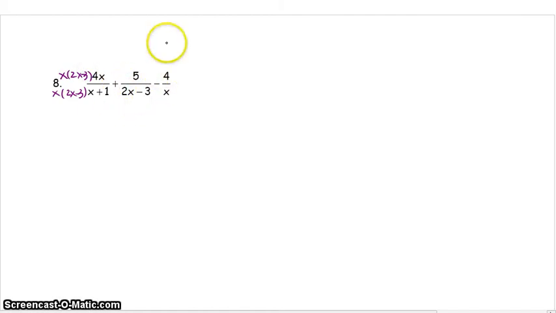What are we missing in the middle factor? Well, we're missing our x plus 1 and our x. So we're going to have to multiply top and bottom by x and x plus 1. And then what are we missing out of our last fraction? Our x plus 1 and our 2x minus 3.